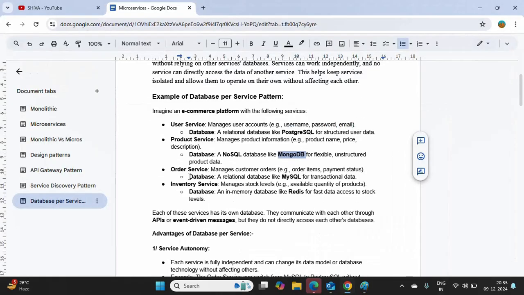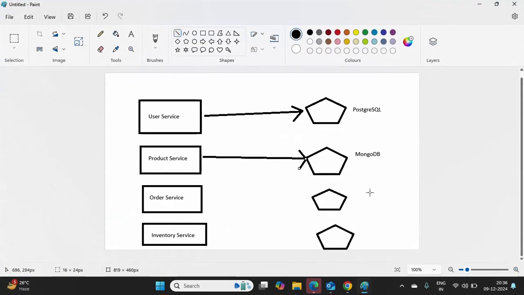Then next, the order service. The order service manages the customer orders. Now I log into the application, I see the products, and I make an order. Once I place that order, the information needs to be stored somewhere, right? That will be taken care of by the order service. In this case, I'm going to use MySQL. That is our wish; either we can use Postgres or MySQL. That is up to our choice. There is no restriction here.